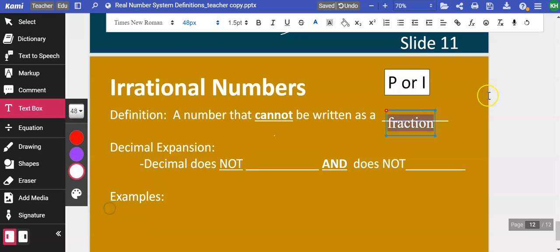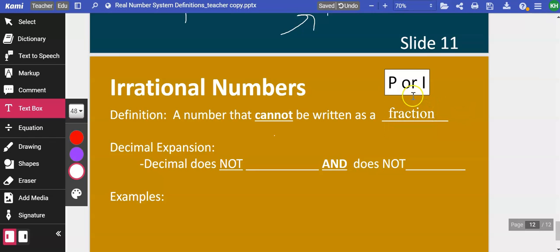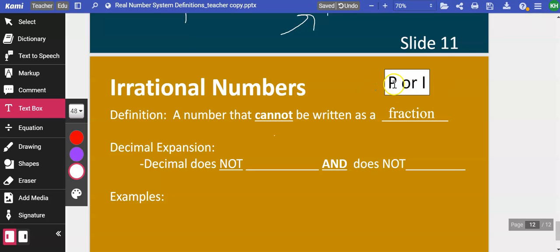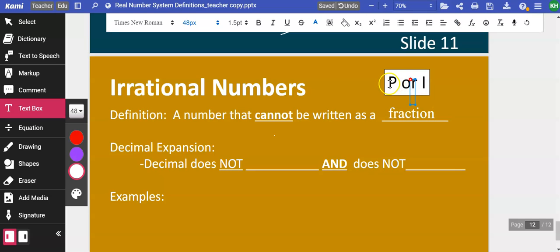So an irrational number is a number that cannot be written as a fraction. And the symbol for this is either P or I. There's not really an agreed upon symbol for irrational numbers. Some teachers will not even introduce a symbol at all for irrational numbers. But I figured I might as well mention it, that sometimes people use P for irrational numbers and sometimes people use I.